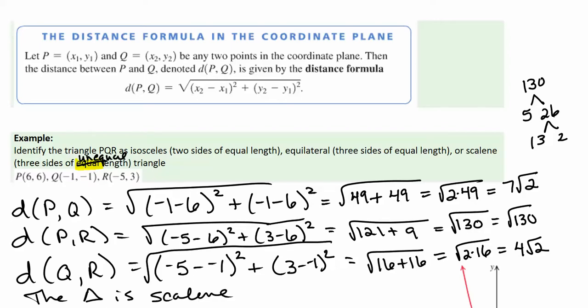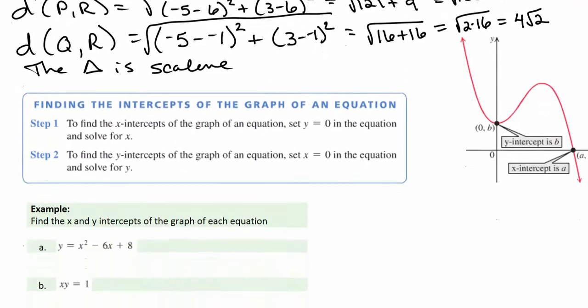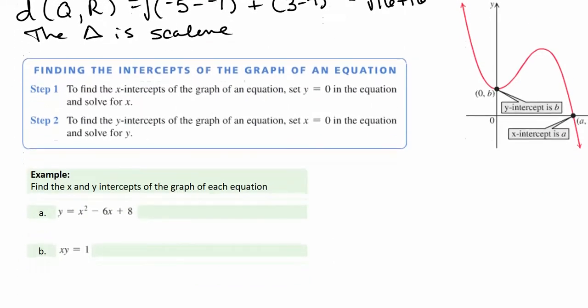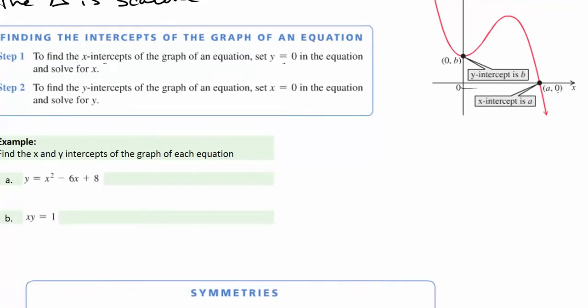That was just a nice application of distance formula. Now we're going to look at this idea of finding x and y intercepts. You'll be doing this a lot in this class. Remember, to find an x-intercept, you just set y equals 0, because an x-intercept is where it crosses the x-axis. So notice on the graph over here that the y value is 0. To find a y-intercept, you plug 0 in for x and solve.